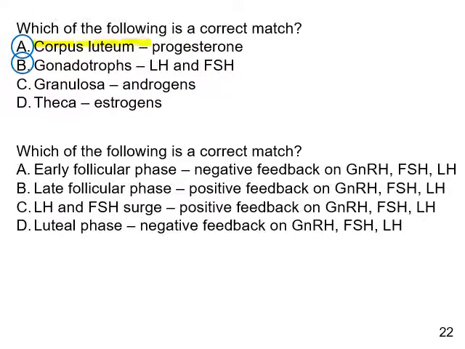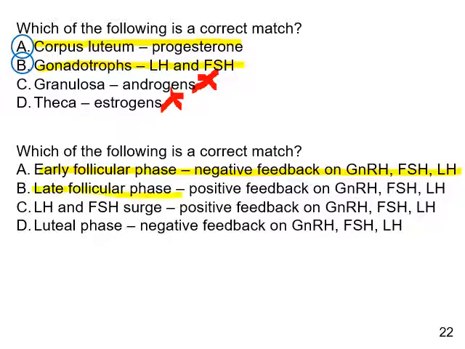The corpus luteum is the source of progesterone. The gonadotrophs are the source of LH and FSH, but it is the theca that produces androgens, and it is the granulosa that produces estrogens, so these are not good matches. Which of the following is a correct match? Is the early follicular phase matched with negative feedback on GnRH, FSH, and LH?